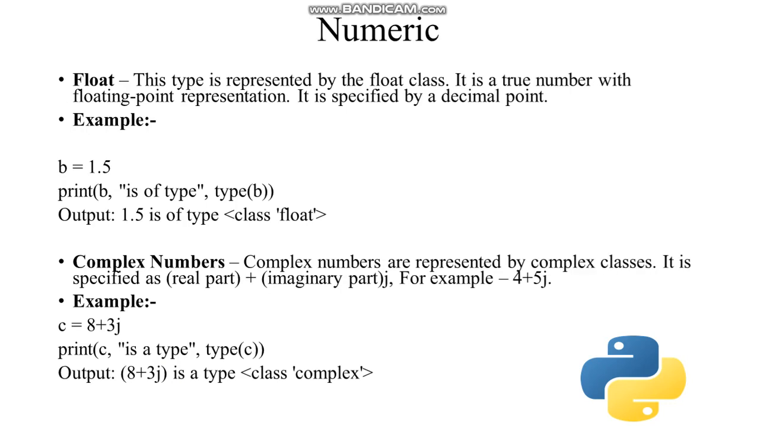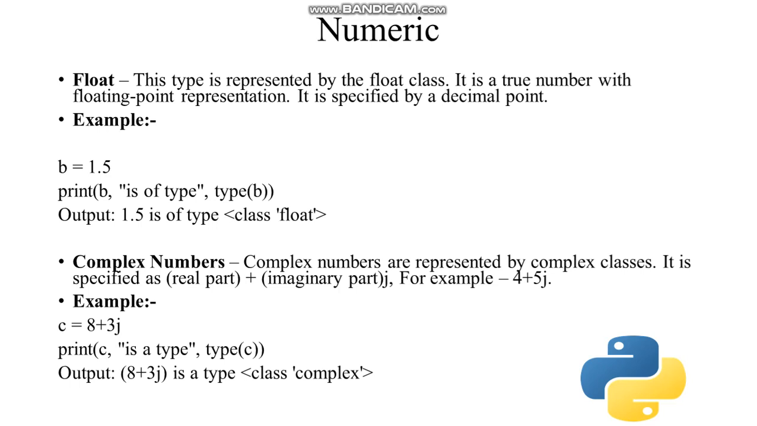Next is numeric data type. In numeric data type, we have float. This type is represented by the float class. It is a real number with floating point representation. It is specified by a decimal point. For example, I am taking b equals 1.5. I am printing b and its type as type b. The output is going to be 1.5 is of type class float.